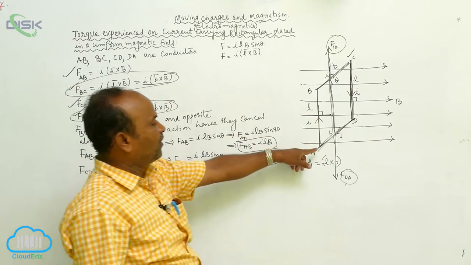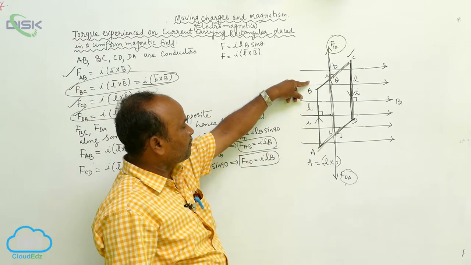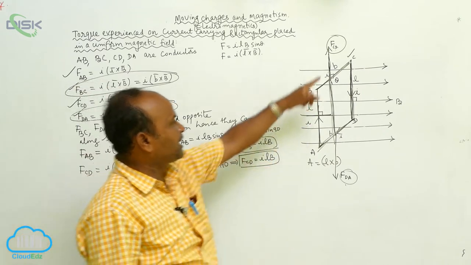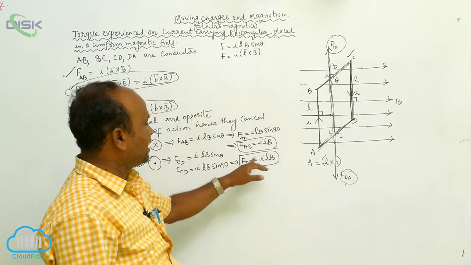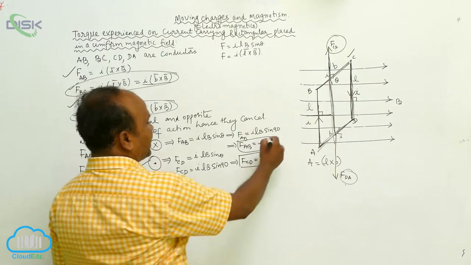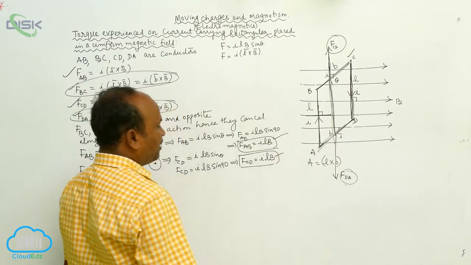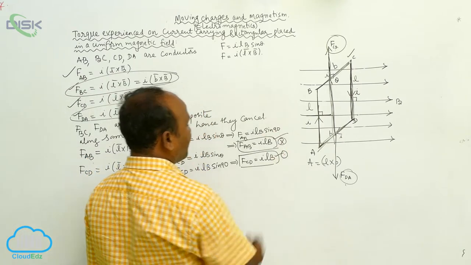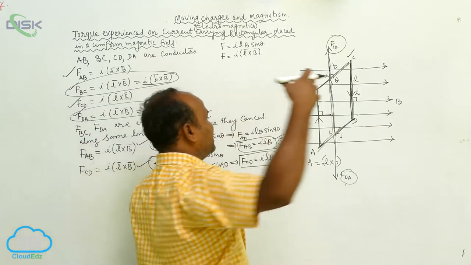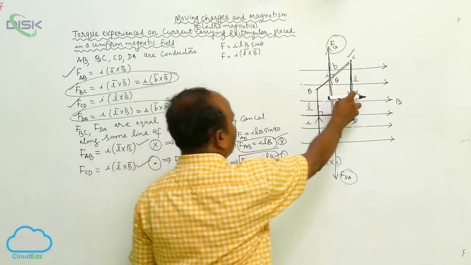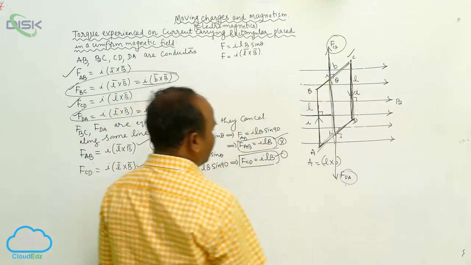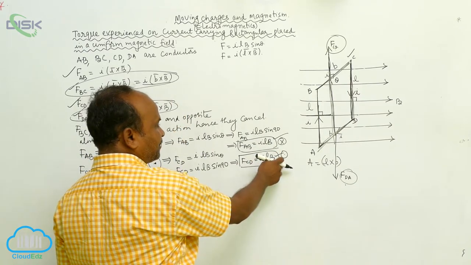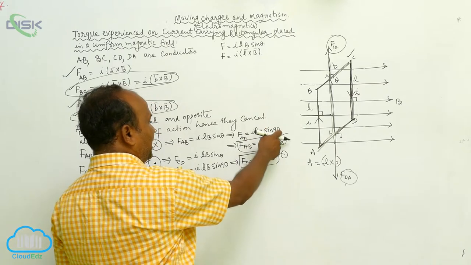Now, what is the force acting on AB? Force acting on AB is equal to ILB. Force acting on CD is ILB. These forces are equal and they are opposite. The force acting on AB is inward force. The force acting on CD is outward force. Both the forces are equal and opposite.